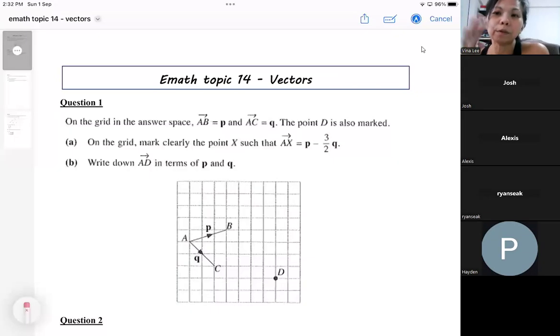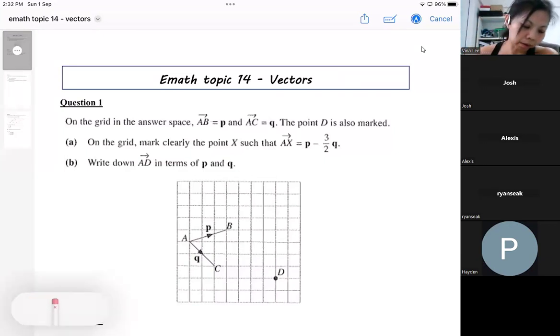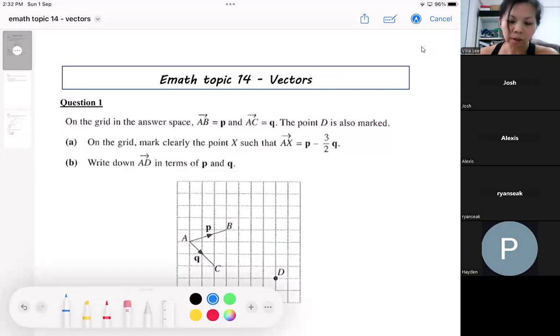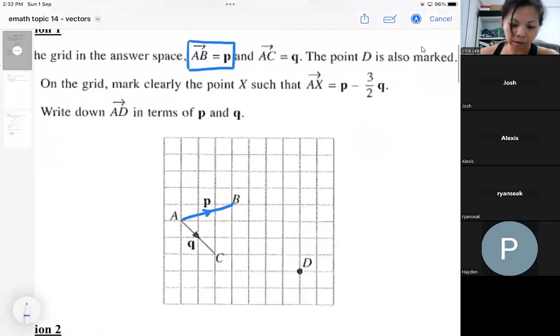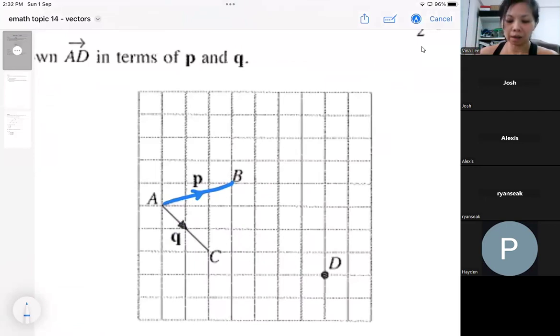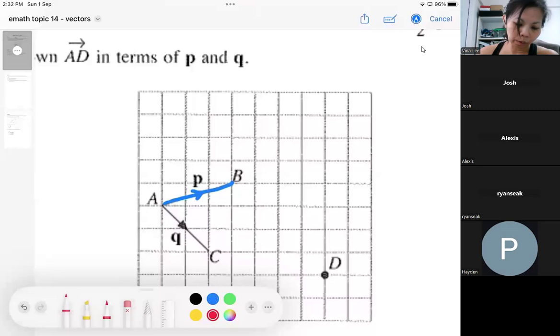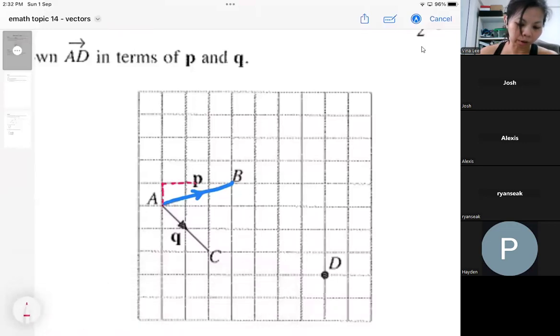Okay, so if vectors come in a diagram question, there's a bit of counting squares. So what do I mean by that? For example, they tell you that AB is vector P. When I look at vector P, we don't just look at it like this. You will look at how many squares. It will help you in both parts of the question.